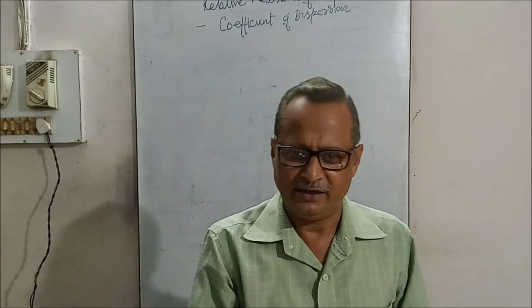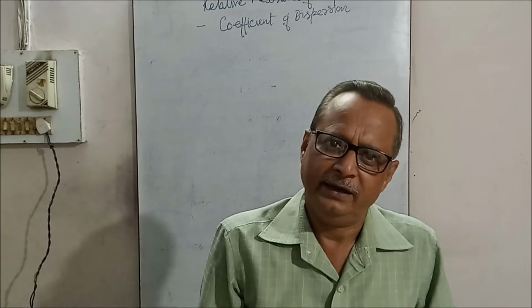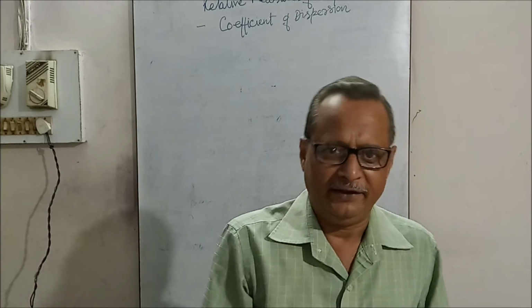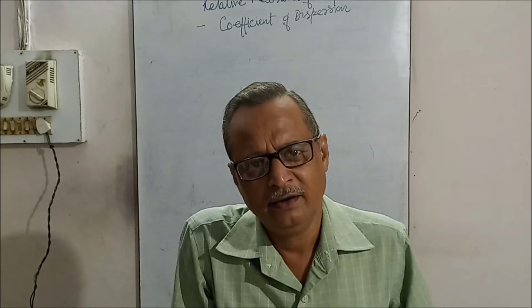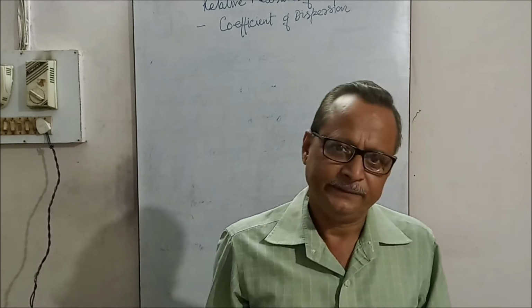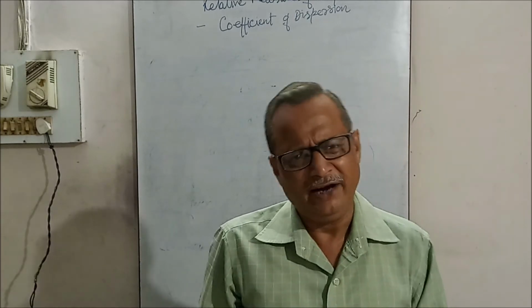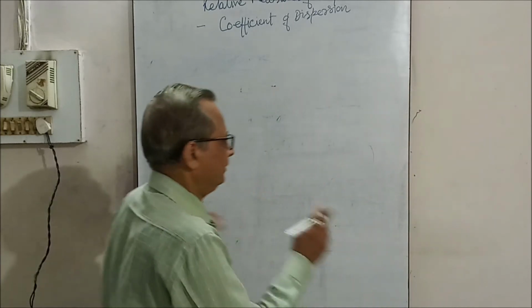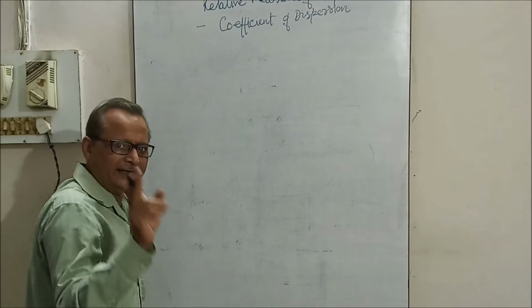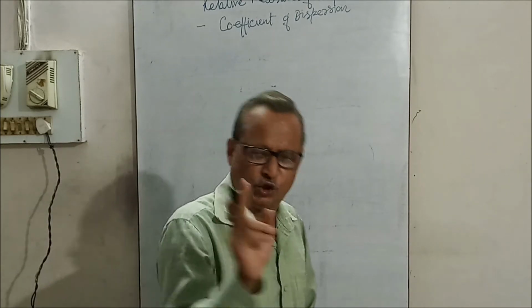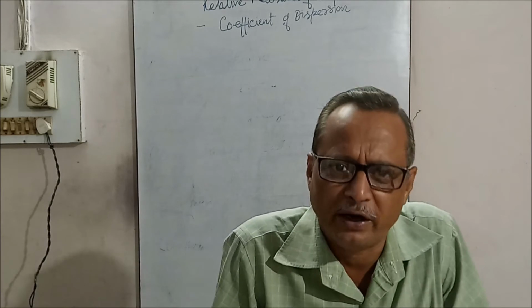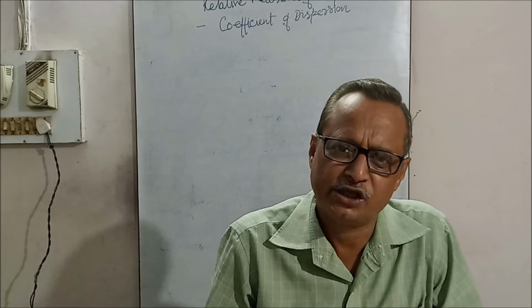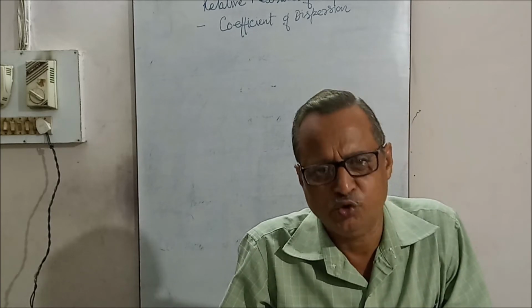Lower limit of the class interval plus n by 4 minus CF, upon frequency of the quartile 1, into C, likewise quartile 3. So use the formula and find quartile 1 and quartile 3 properly, and after that the quartile deviation is Q3 minus Q1 upon 2. And then the coefficient of quartile deviation is Q3 minus Q1 upon Q3 plus Q1.